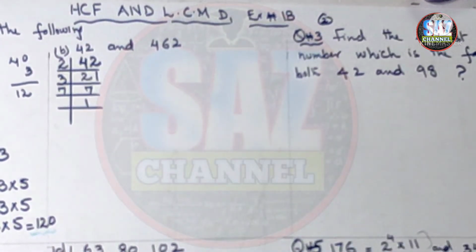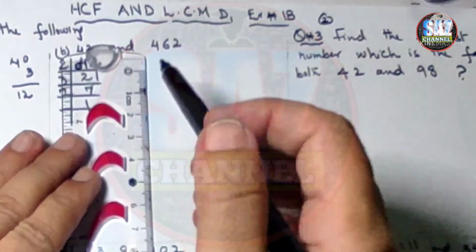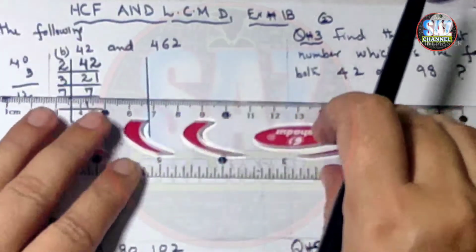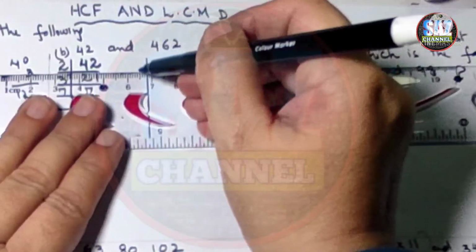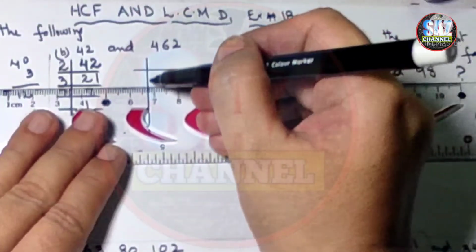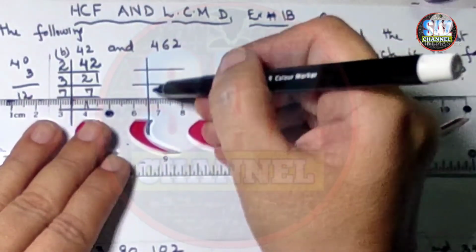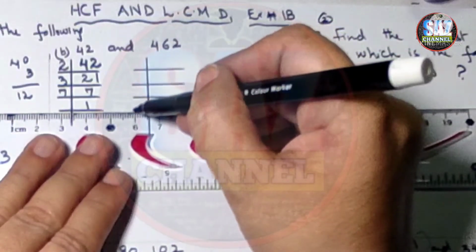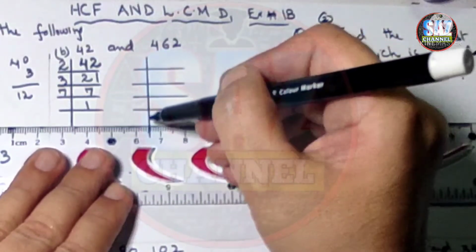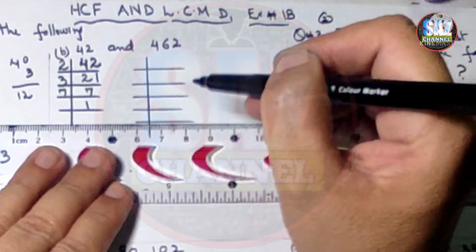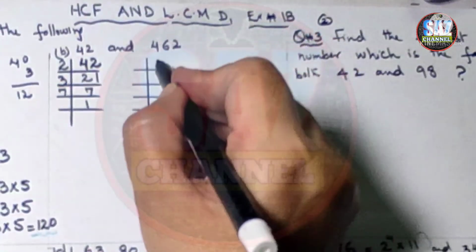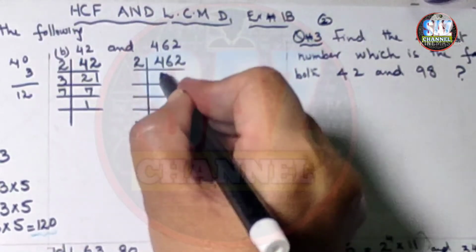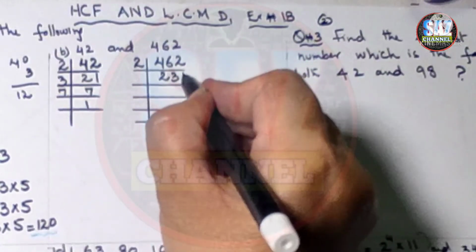Okay, and let me first complete the division process of 462 as well. Which smallest prime number is suitable? Students, for 462 the unit digit is even. So when the unit digit is even, which number will be suitable for 462? Table of 2: 2 2s are 4, 2 3s are 6, and 1.